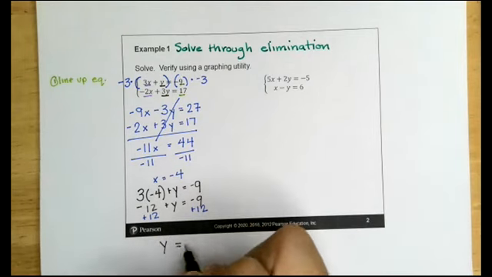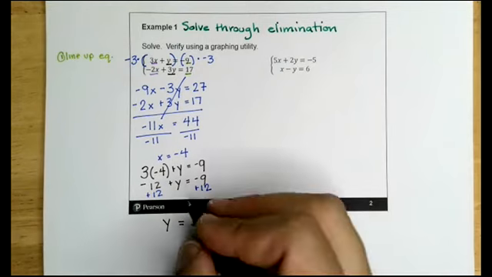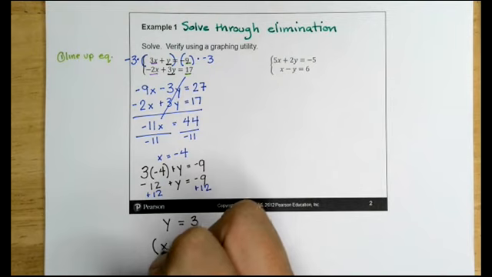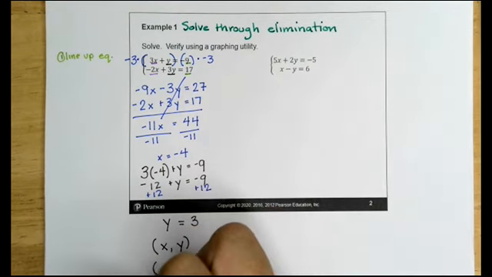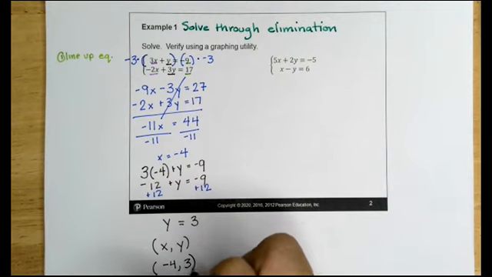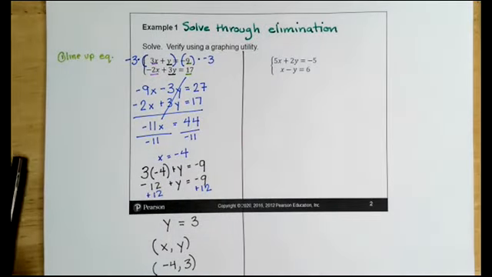Y is 3, right? Because 12 minus 9 is 3. So my point, remember, it's always a point. Your solution is a point. So the x, y of our point is negative 4, positive 3. Let's do another one.